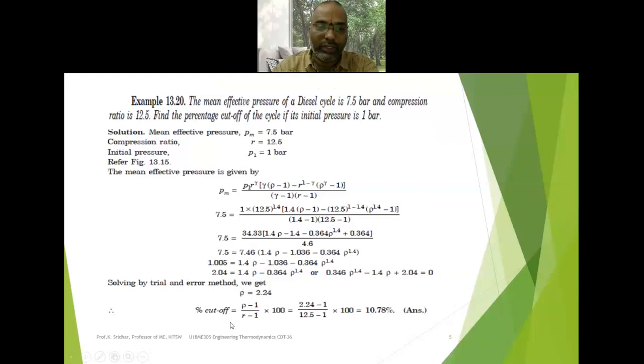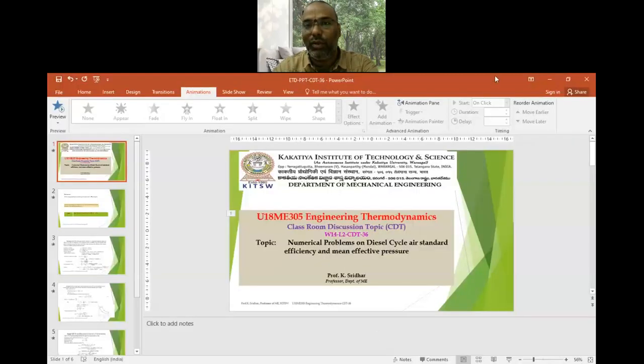The percentage cutoff is rho minus 1 by r minus 1, into 100. We know the mean effective pressure formula, which is why the mean effective pressure value is given, and from it you find the cutoff ratio. After finding the cutoff ratio, and since the compression ratio is already given, substitute in the formula rho minus 1 by r minus 1 into 100. Now we are in a position to find that the percentage cutoff of the cycle is 10.78%.